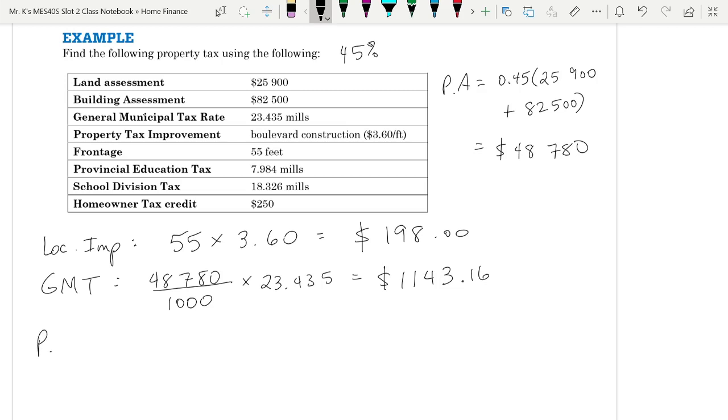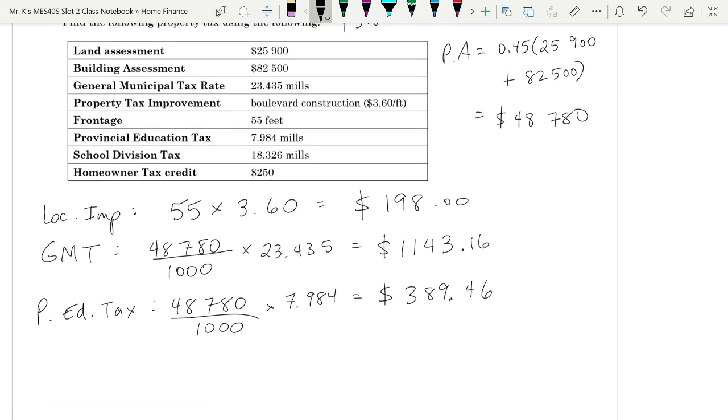Let's do the Provincial Education Tax. So once again, take how much my house can be taxed for, divide it by 1,000, and my Provincial Education Tax is 7.984 mils. All right, I already did this calculation, and I got $389.46.